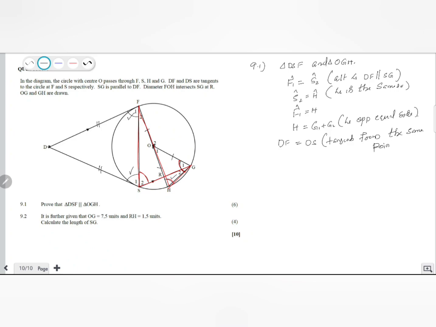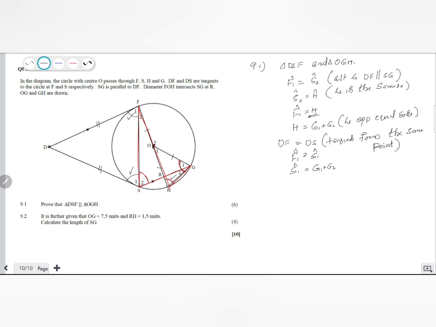Same point. Okay, therefore F1 is equal to S1. Okay, therefore we can say that S1 is equal to, because what is F1? We proved that F1 is equal to H, and H is equal to G1 plus G2. Therefore, S1 is equal to, in fact, all these angles are same, isn't it? Okay, they are opposite to equal sides. S1 is equal to G1 plus G2.